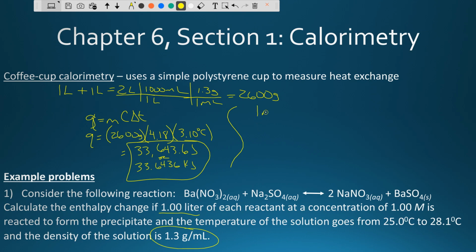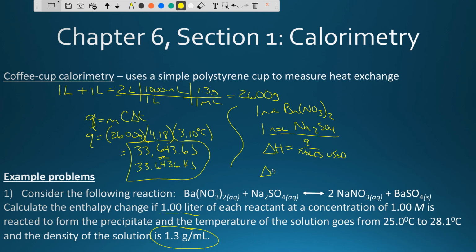Now, we could also take a look at it this way, because we want to see if I have 1 mole's worth of barium nitrate and 1 mole's worth of sodium sulfate, my delta H then, that's why I want to see the enthalpy change. That's Q over the total number of moles used. Okay? Each reactant used the entire mole because they reacted completely. So each reactant used the entire 1 mole.